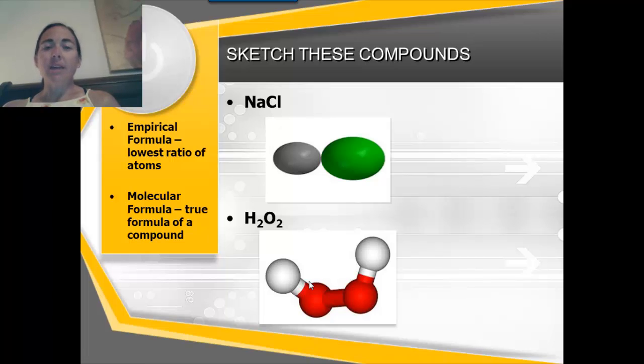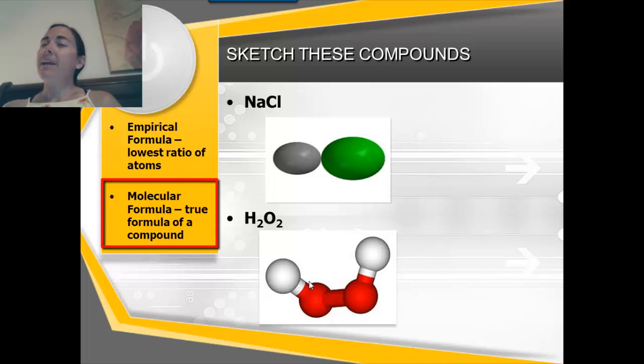An empirical formula is the lowest ratio of atoms, and that's what the sodium chloride shows us. In a crystal of salt, there are millions and millions of sodium and chloride ions. But the ratio of sodium to chloride in salt is 1:1. That's the empirical formula of that compound.